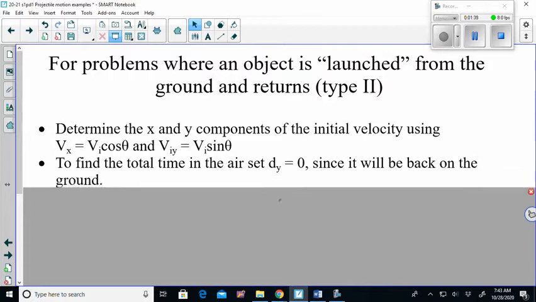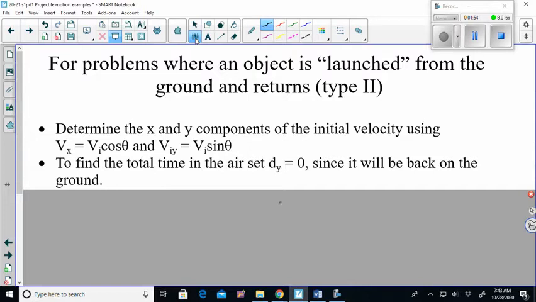Second, to find the total time in the air, how long it takes for the ball or rock or whatever to land, you're going to set dy back equal to 0. Just like we did when we were talking about throwing the ball up in the air. When it lands, finding the total time in the air is the same exact thing, because in the y direction, it's in free fall. So when it comes back to the ground, it's got a displacement of 0 again.